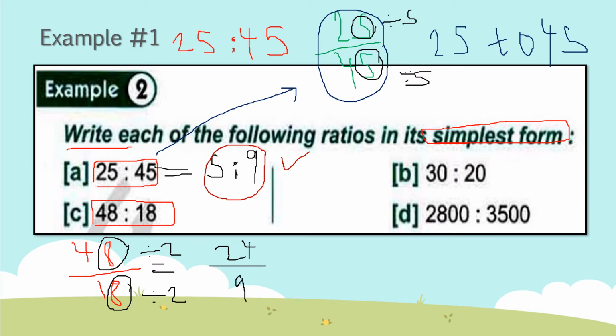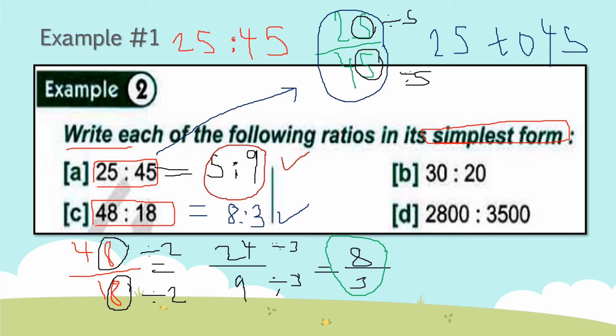So are 24 and 9 divisible by one number? Yep, they are, because we can divide 24 by 3 and we can divide 9 by 3, and 24 divided by 3 is 8 and 9 divided by 3 is 3. But are 3 and 8 both divisible by one number? No, they aren't. So the solution here is going to be 8 over 3, which we can say is 8 to 3 in the ratio sign form. So this is the simplest form of 48 to 18 as a ratio.